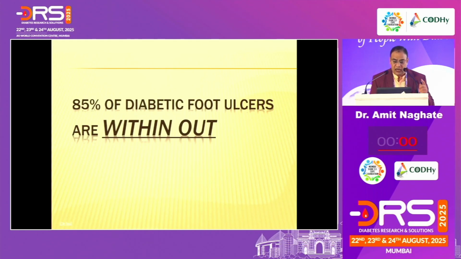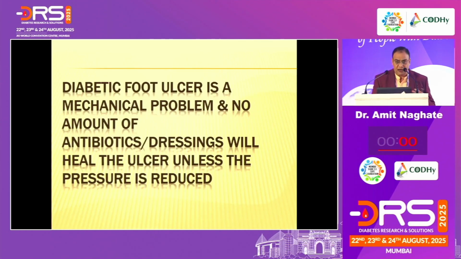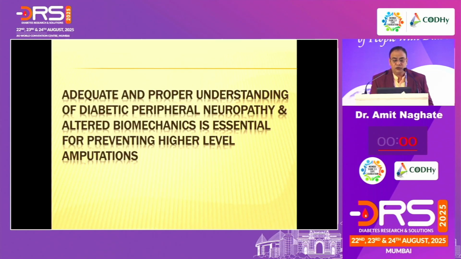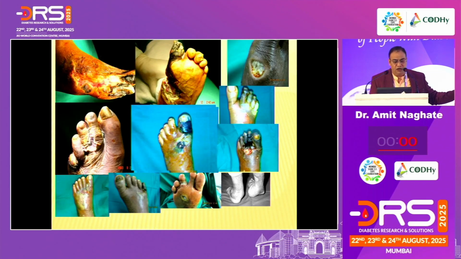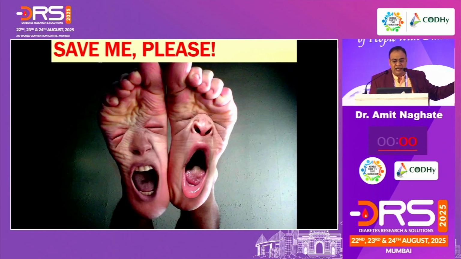85% of diabetic foot ulcers are from within out. Repetitive motion and force, or continued walking, will cause more damage. A diabetic foot ulcer is a mechanical problem. No amount of antibiotic or dressing will heal the wound unless you reduce the pressure. This is the main crux. This is the current scenario, and we call it a foot attack, just like a heart attack. The main aim of diabetic foot care is prevention of ulcer, prevention of ulcer, and prevention of ulcer. Nothing else. This is a diabetic foot. It's calling to us, please help me, please save me. Thank you for your patient listening.